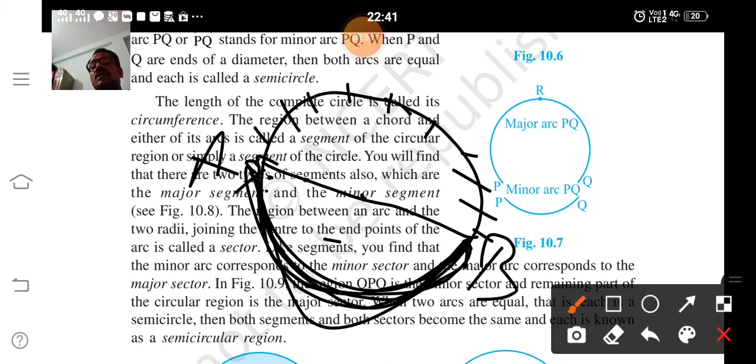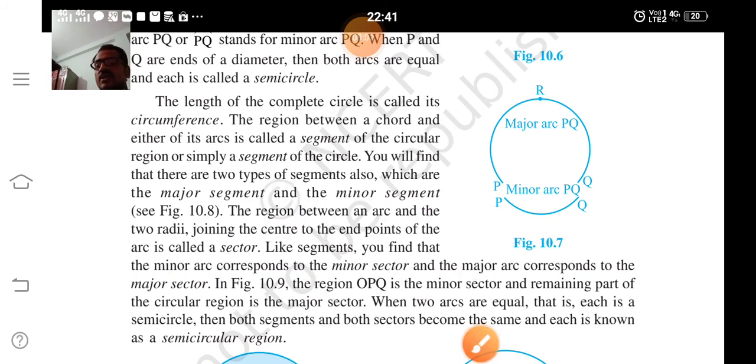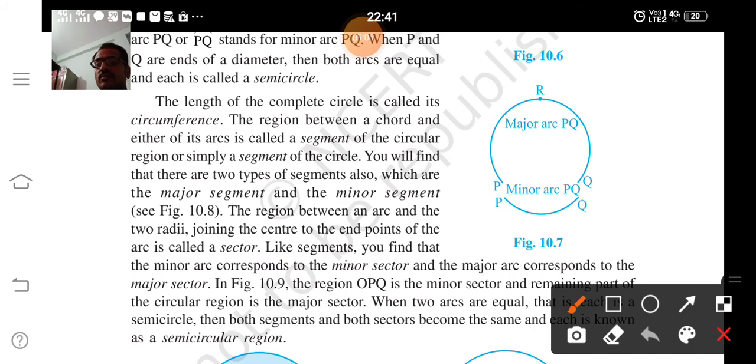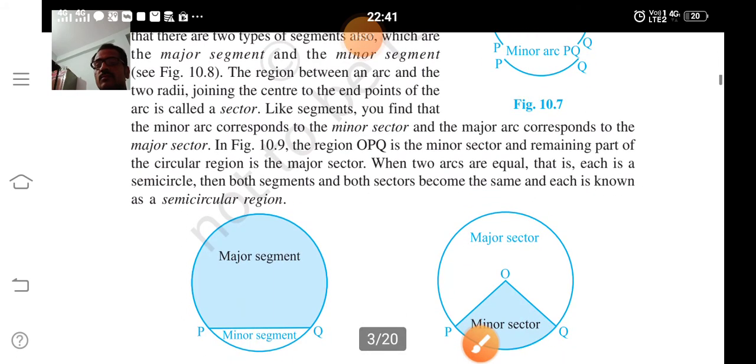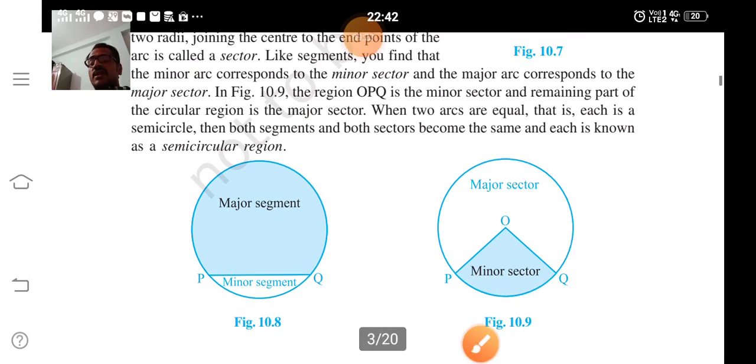Then it is called a semicircular region. This is called a semicircular region. This is also called a semicircular region. Okay. A simple definition is there which we have over here. When two arcs are equal, that is each a semicircle, then both segments and both sectors become the same and each is known as a semicircular region. Check it out.